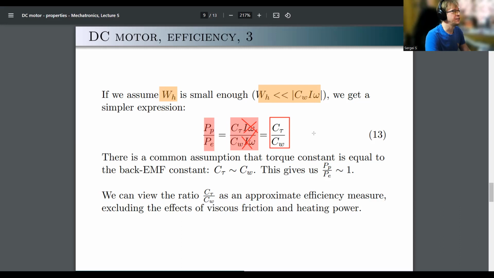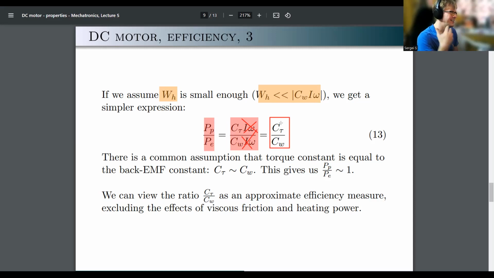Heating, again, resistance of the windings can be quite small. So if your motor is, under those circumstances, perfectly efficient, close to 100%, that means those two coefficients would have to be equal to each other. So if your motor efficiency is close to 100%, those coefficients will be close to each other. Of course, if your motor is not close to 100%, then they don't have to be close to each other.